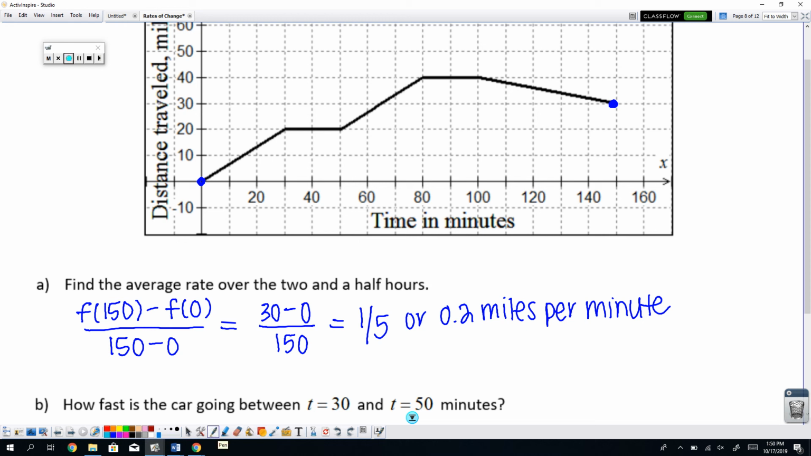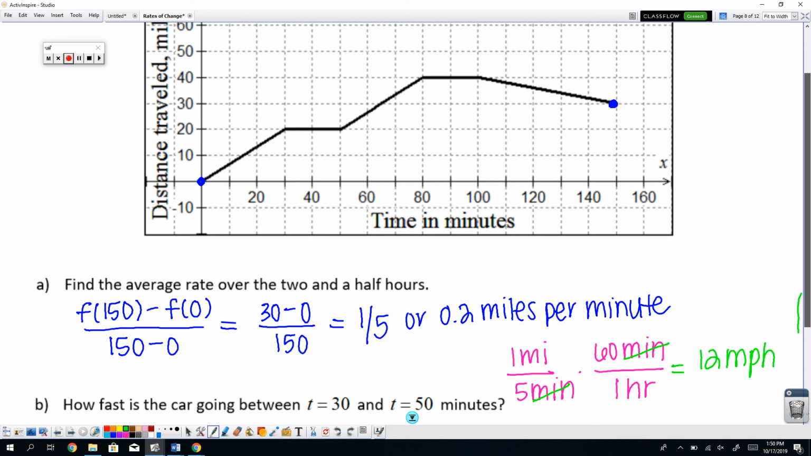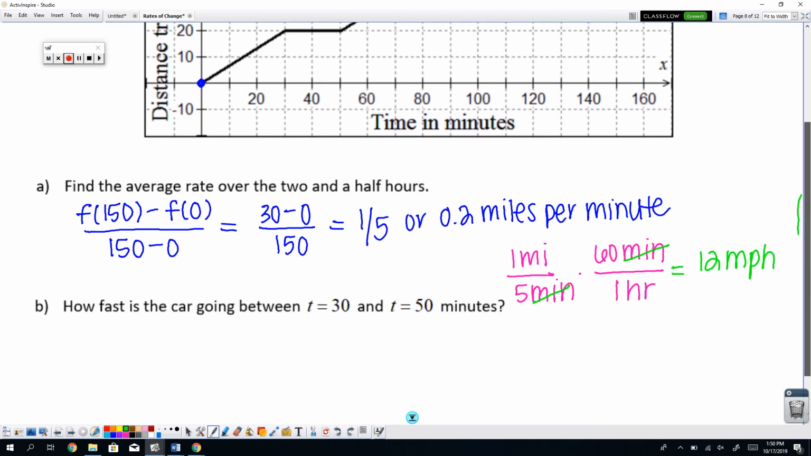So 1/5 would be 1 mile, 5 minutes, and there are 60 minutes in 1 hour. So when you go to do this, you just cancel out your minutes, and you have miles per hour, which gives us 12 miles per hour. Not very quick. Okay?